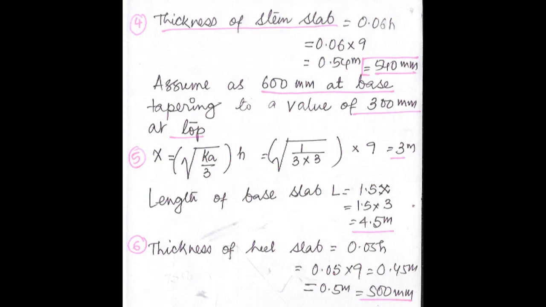Now as I have given you 6 steps, after reaching this point you will understand that you have missed one step, because you have done only 5. So what was missing? If you check it, the point missed is the thickness of the heel slab. The thickness of the heel slab is 0.05 h. Again go to the design proportions and remember all 6 points. So 0.05 into 9 is 0.45 meter. Approximate it as 0.5 meter, so take it as 500 millimeter.